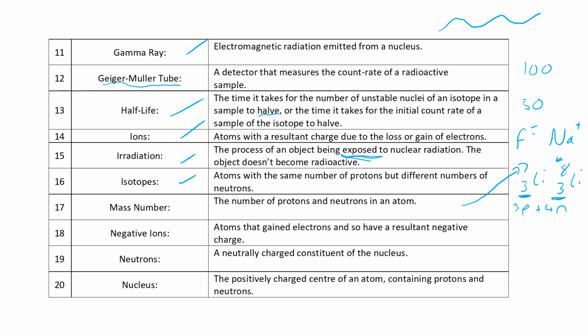Atoms that have gained electrons, so have a negative charge, so F- has gained an electron, that's a negative ion. The neutrally charged constituent of the nucleus is a neutron. The positively charged center of an atom, so in the middle of the atom itself, the little dot in the middle, has got protons and it's got neutrons, and that is the nucleus.